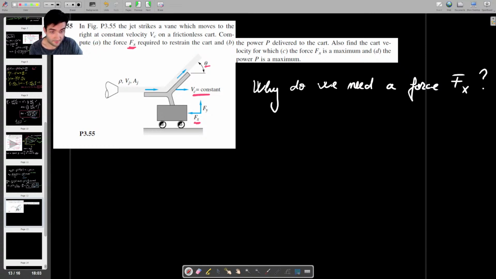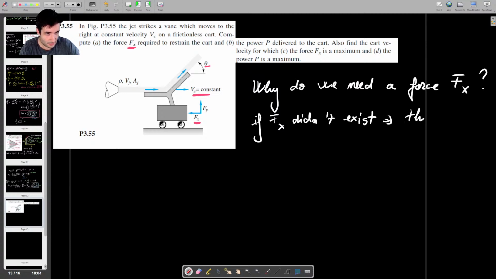And the answer is yes, because if Fx didn't exist, think what would happen to the cart. So you have this amount of momentum that is traveling. I don't even know if it's water, but it just said it's a fluid, it's a jet. So if this momentum is going in and then leaving the system, it's going to exert a force on the cart. And if you don't restrain it, so if Fx didn't exist, the cart would accelerate.